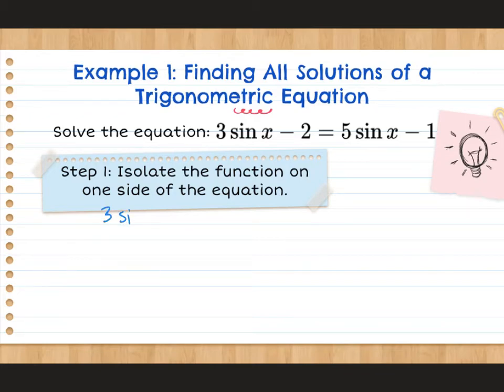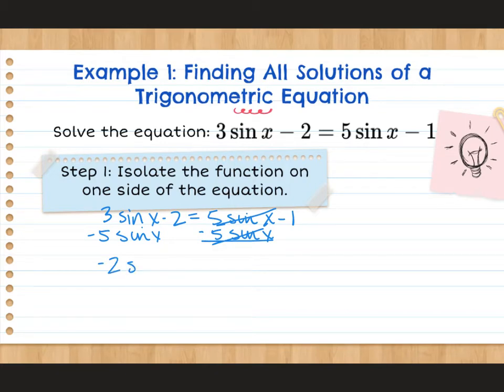3 sine x minus 2 equals 5 sine x minus 1. Now we can subtract 5 sine x from both sides. We'll cancel on the right. And on the left, 3 minus 5 is negative 2 sine x minus 2 equals negative 1.